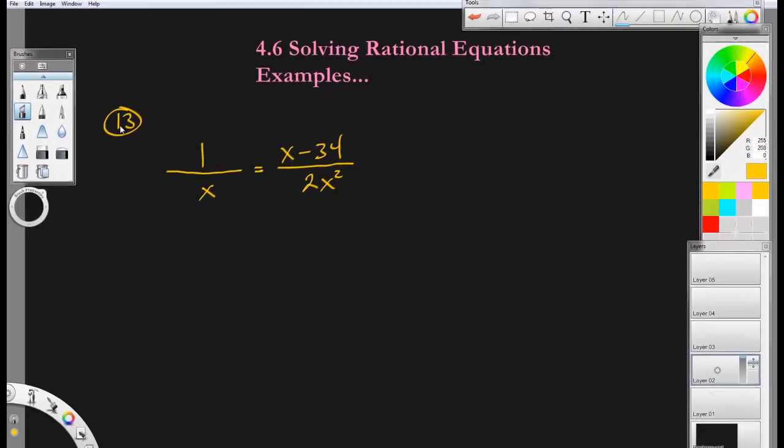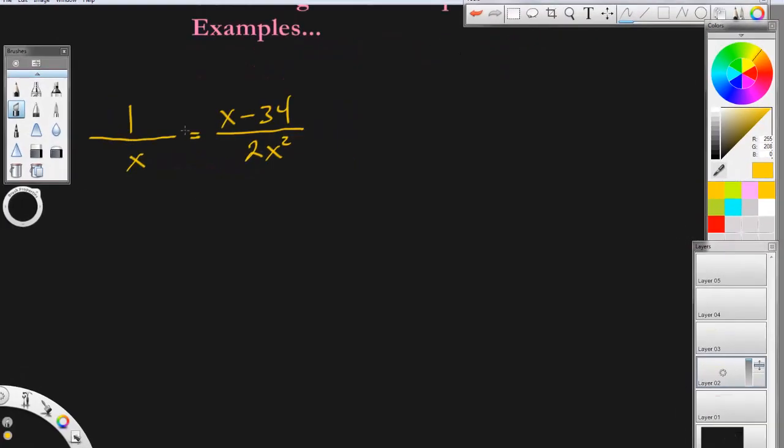Hello, we're going to do some examples. Here we go. Oh, I was like zoomed in or something. What the heck? I don't know exactly what happened there, but okay.